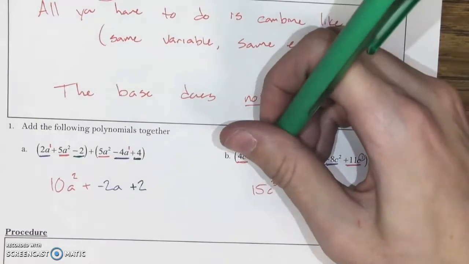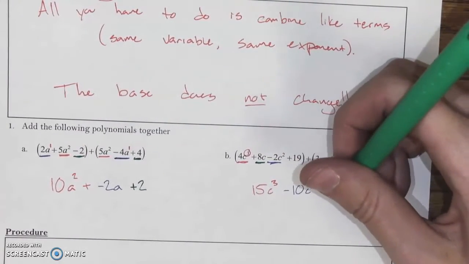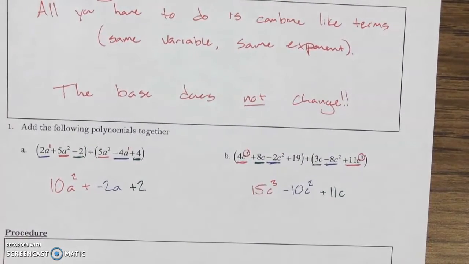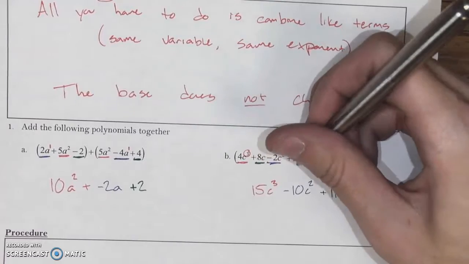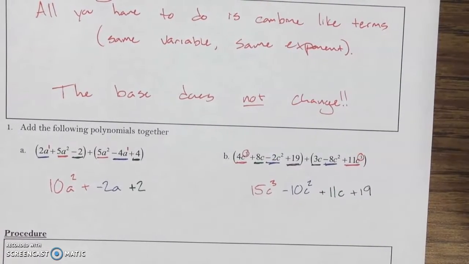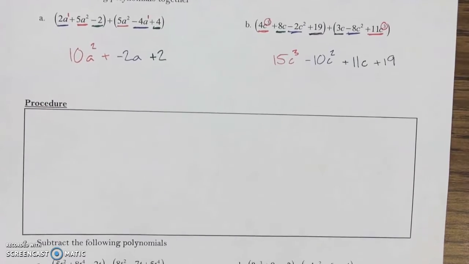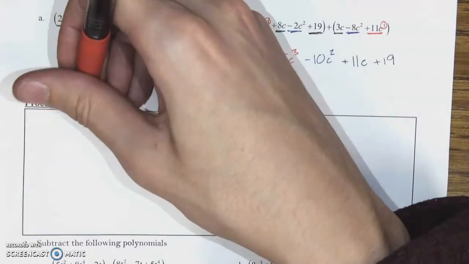Next, we have 8c and 3c gives us 11c. And then we've got this plus 19, this constant at the end. There's nothing to combine it with, so we can just tack it on at the end. That's adding polynomials. We can also subtract polynomials.